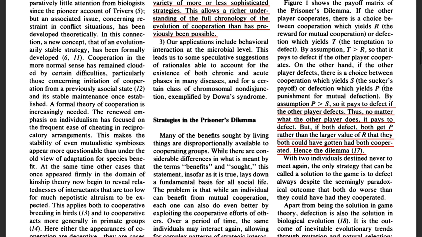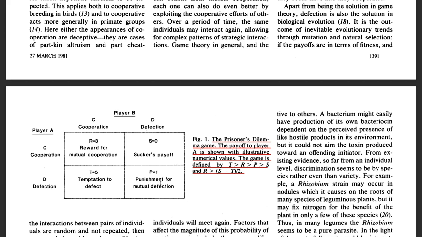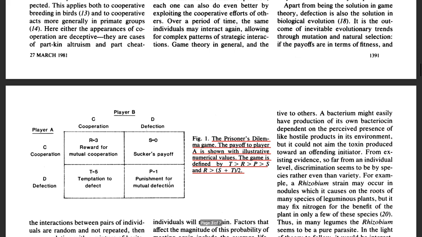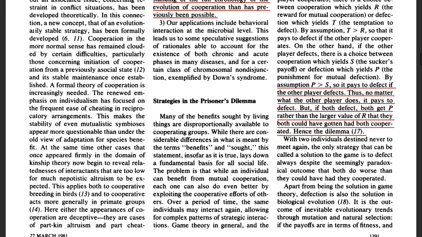By assumption P is greater than S, that's why he defines this P and S. P was the punishment for mutual defection, and S is the sucker's payoff. So it pays to defect if the other player defects. Thus, no matter what the other player does, it pays to defect. But if both defect, both get P rather than the larger value of R that they both could have gotten had both cooperated, hence the dilemma.